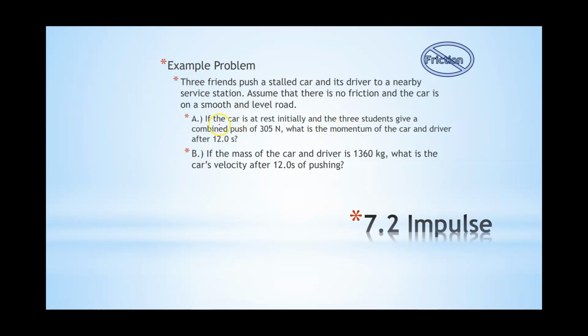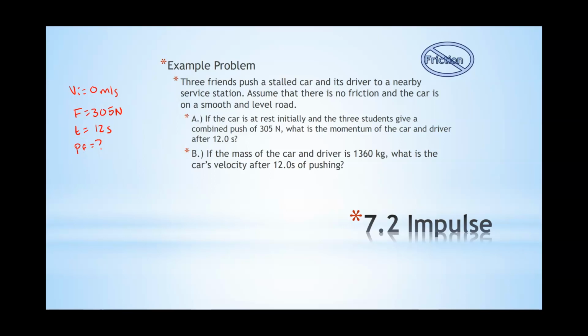So we are looking at the fact that the car is initially at rest, so v_i equals 0. And the three students give a combined push of 305 newtons. So we have 305 newtons. We want to know the momentum of the car and driver after 12 seconds. So we've got time of 12 seconds, and we want p_final.